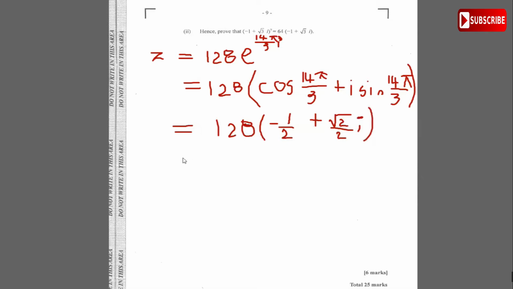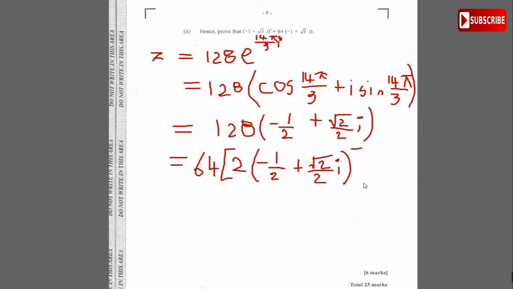Now look what I'm going to do right here. Instead of writing 128, I'm going to break it up: 128 can be written as 64 times 2, and then the 2 is going to be multiplied by minus half plus root 3 over 2 times i. And so now we can finish off this question very easily.